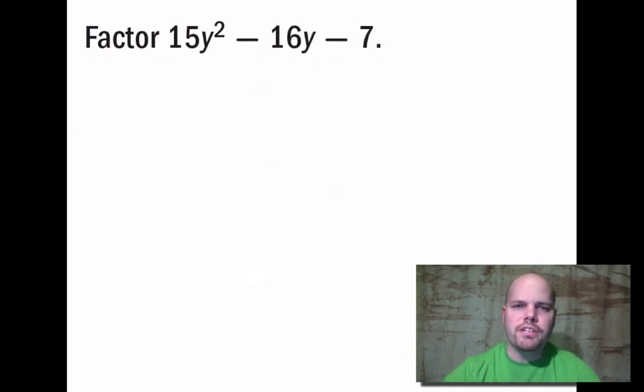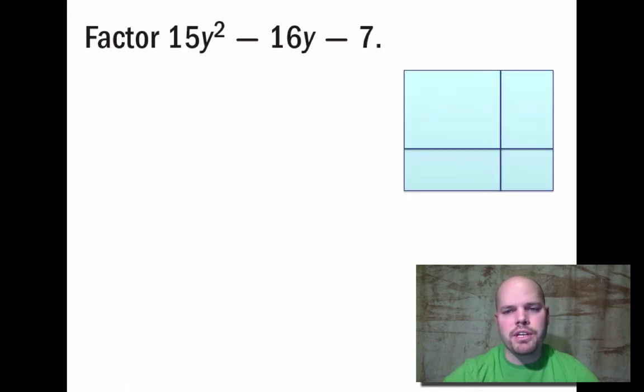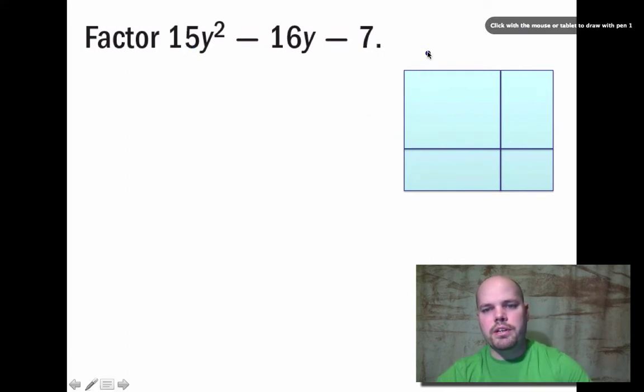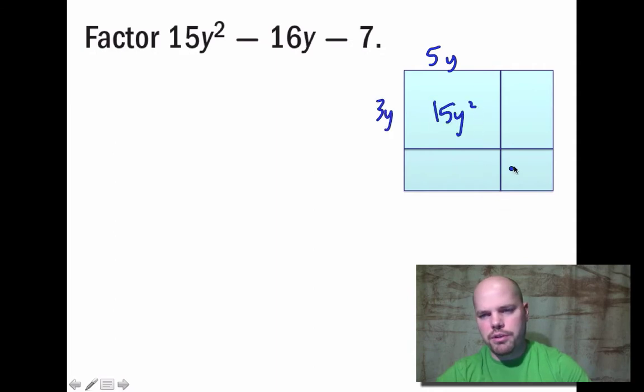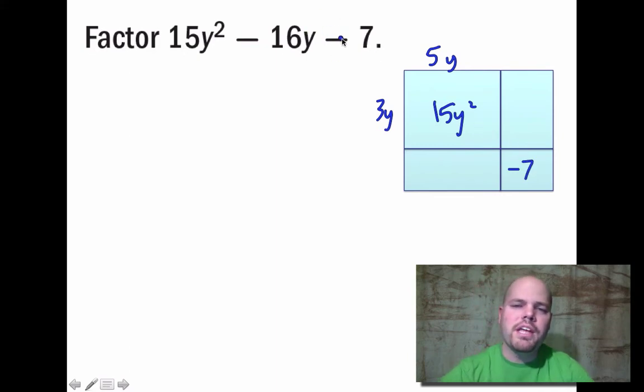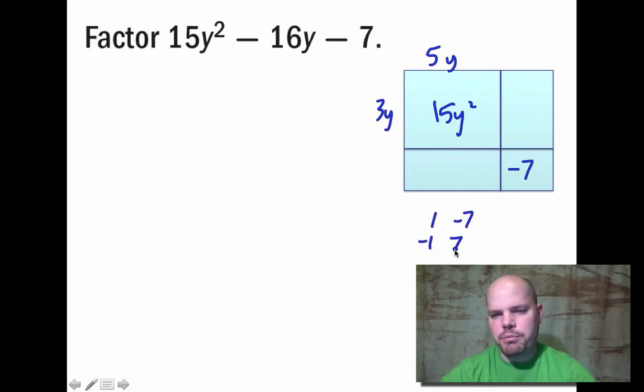All right, factor 15y squared minus 16y minus 7. Okay, so now this front term isn't set in stone because it could be 1 and 15 or 3 and 5, and I usually start in the middle when I'm guessing on this. So let's start with 5y and 3y. Okay, so that's going to give us 15y squared. Now the nice thing about multiplying to be negative 7 is it can only be 1 and negative 7 or negative 1 and positive 7, but they could go in either spot here.